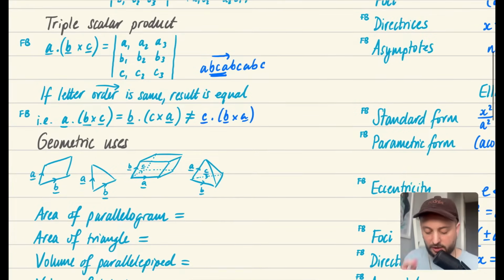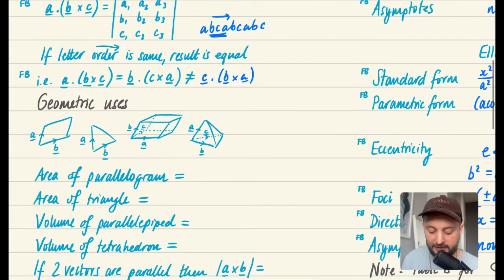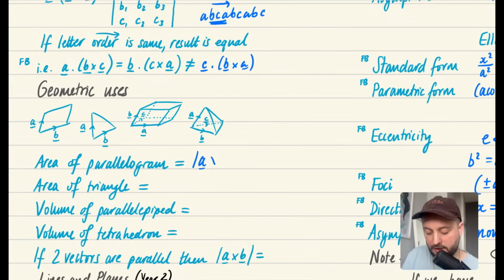So for some geometric uses that we've got for this, we've got a parallelogram, a triangle, a parallelepiped, and a tetrahedron. And so for the area of a parallelogram, where the two vectors are coming from the same point, along the two sides that aren't parallel but have pairs of parallel sides, to find the area of a parallelogram, it is just the modulus of A cross B. Obviously, you could do B cross A because you're taking the modulus as well. For the triangle, it's actually half of a parallelogram, so it is just a half of the modulus of A cross B.